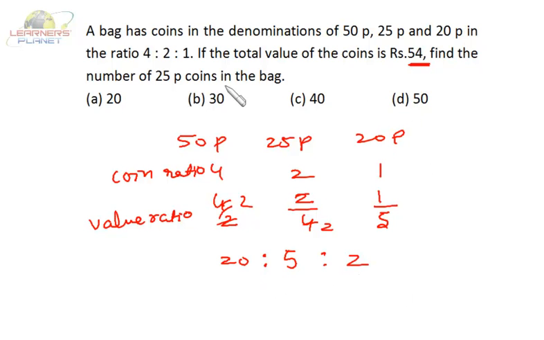So out of that we have to find out the number of 25 paisa coins. So from 27 rupees, the contribution of 25 paisa coins is 5 rupees. So from 54 it will be 10 rupees. So in 1 rupee there are 4 coins of 25 paisa. So in 10 rupees there will be 40 coins of 25 paisa. I hope you are clear.